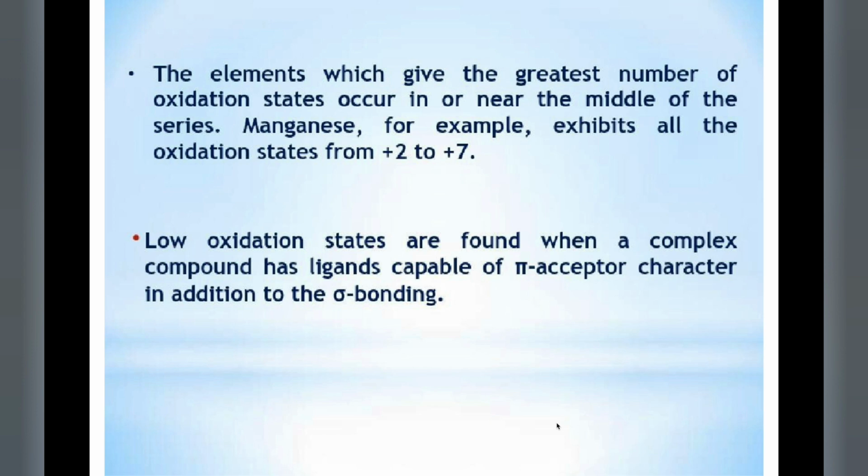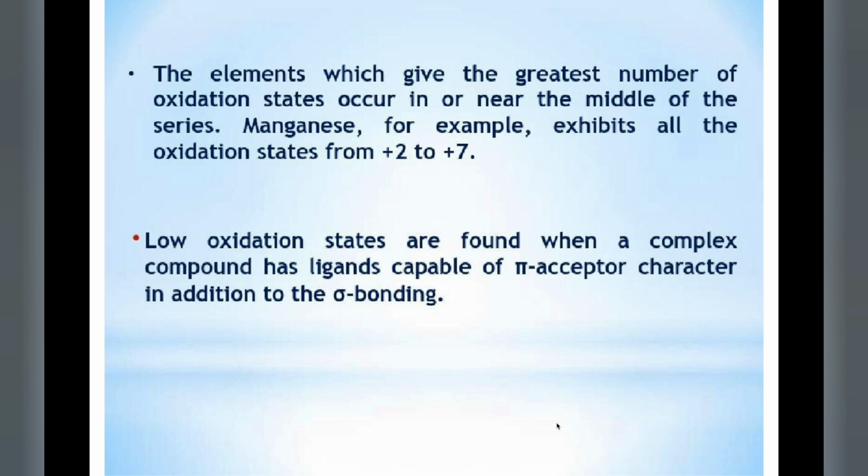You can see one important point here: the elements which show the greatest number of oxidation states are always seen in or near the middle of the series. For example, manganese shows all oxidation states from +2 to +7. And normally lower oxidation states are found in complex compounds with ligands which are capable of pi acceptor character, in addition to sigma bonding, where pi acceptance is also possible.